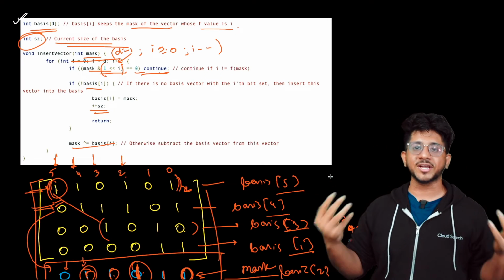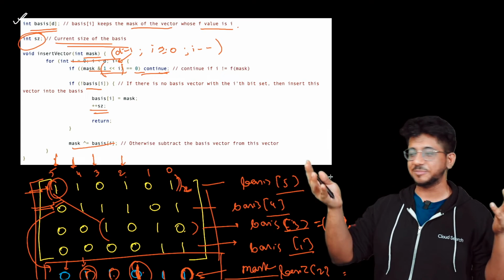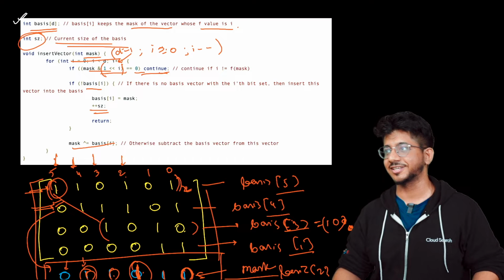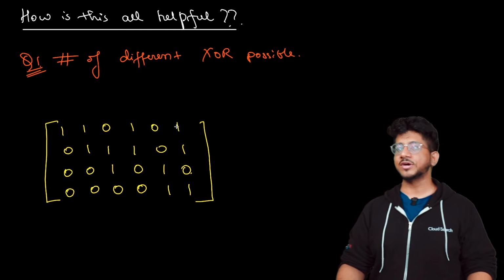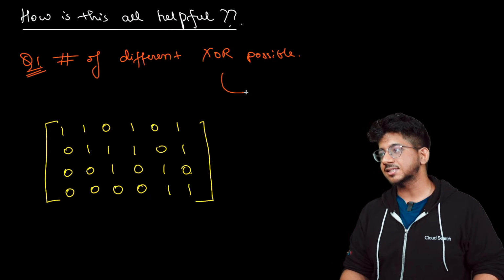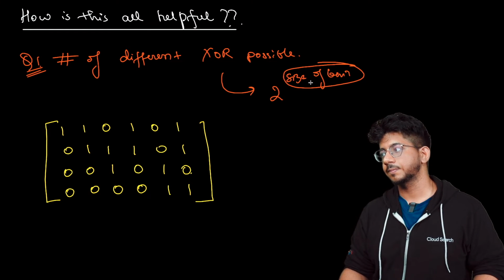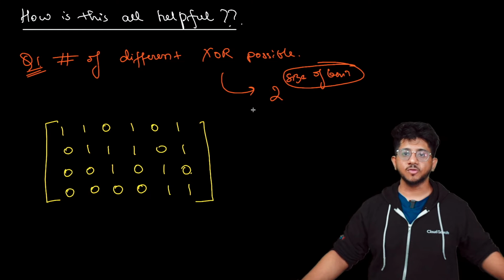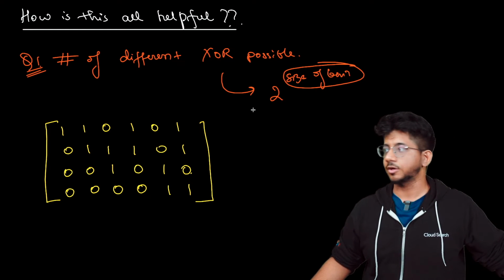Now let's see how we can solve, because you will be saying, Vivek, you have shown me so many things, but what's the use of all of these things, right? Okay, let's see. Number 1 problem, number of different XORs possible, number of unique XOR values you can create, okay? It's as simple as 2 to the power size of basis. The number of unique XOR values that you can create is nothing but 2 to the power size of XOR basis, right?